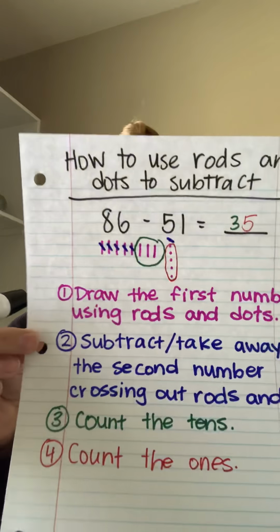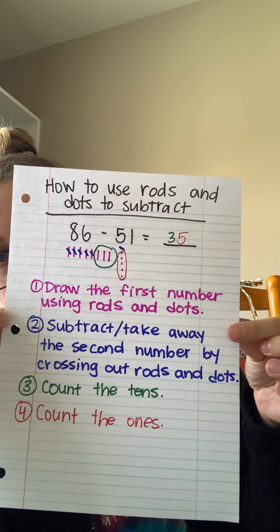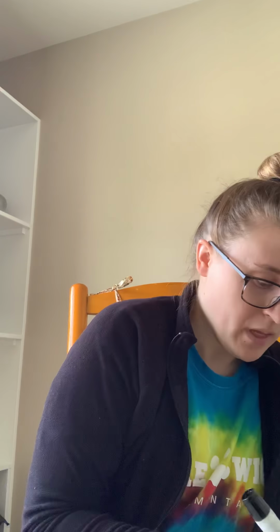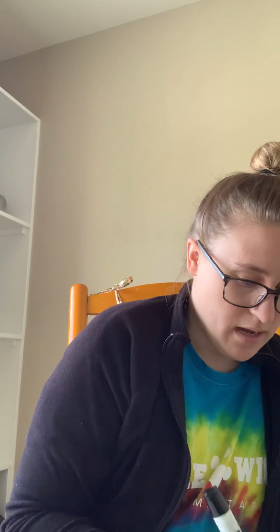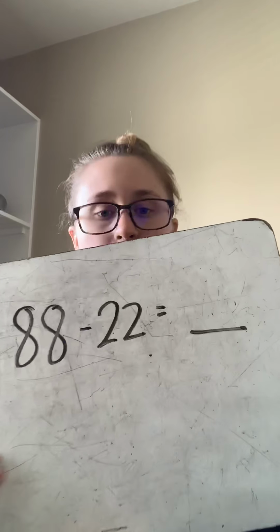Okay, now we are going to move on to subtracting with rods and dots. And subtracting, you really have to make sure you're paying attention or you could accidentally do it wrong. So here is our anchor chart for subtracting with rods and dots. It's exactly the same, but we're subtracting instead of adding. So if I have 88 minus 22 equals blank, here it is.